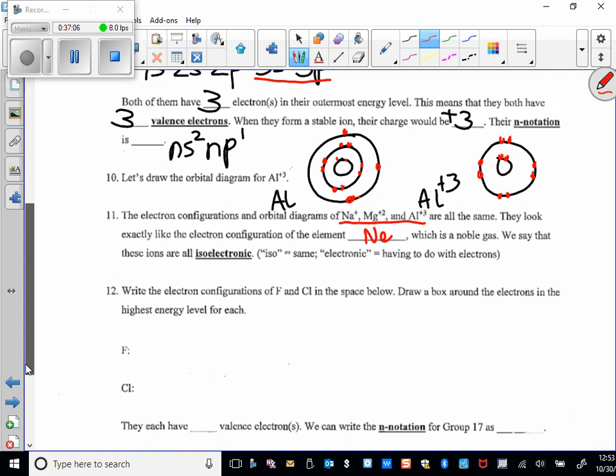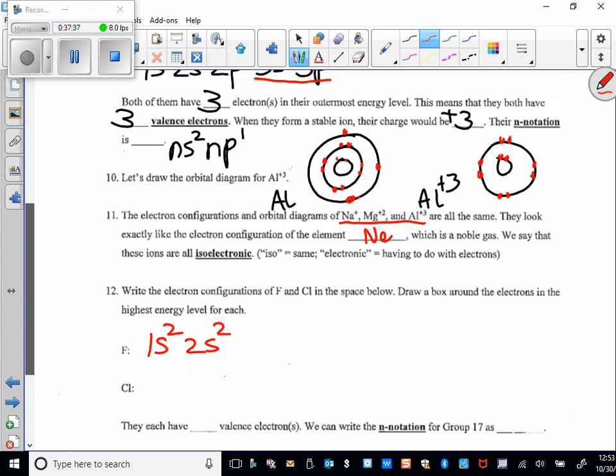We say that these ions are isoelectronic, iso meaning the same, having to do with electrons. Whether it's neon, whether it's fluorine minus, whether it's sodium plus, whether it's magnesium plus 2, whether it's aluminum plus 3, they all have 10 electrons. Yes or no? Okay? So now we're going to write the electron configuration for fluorine.